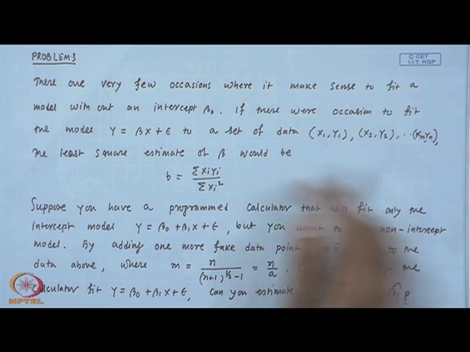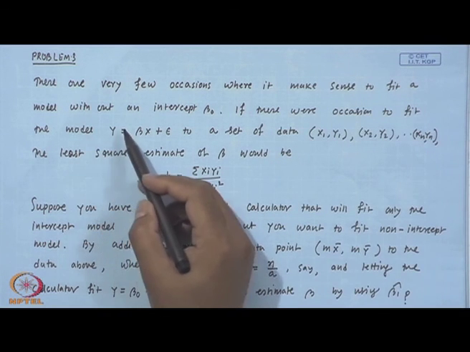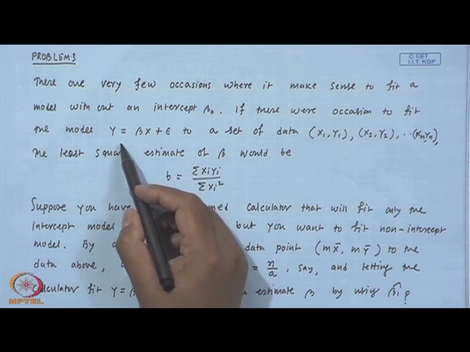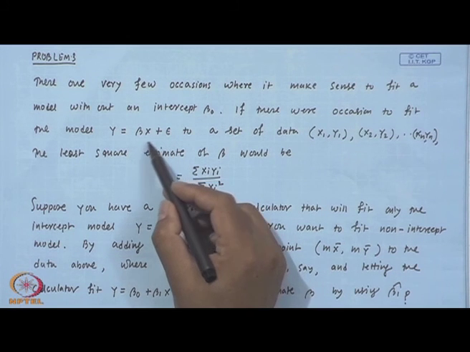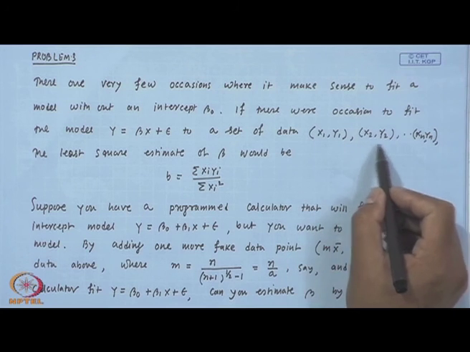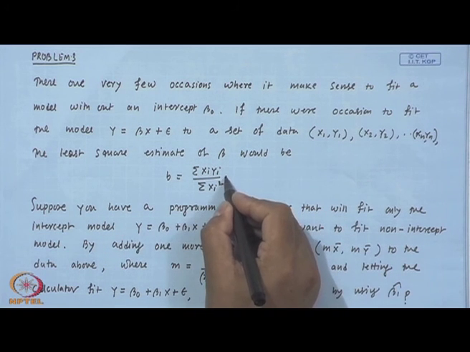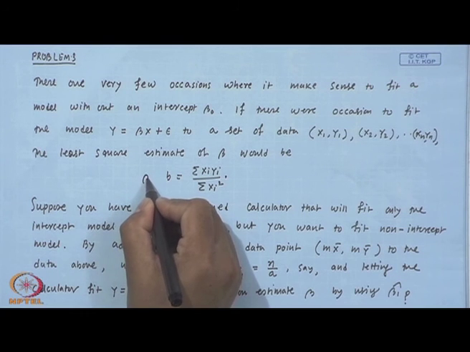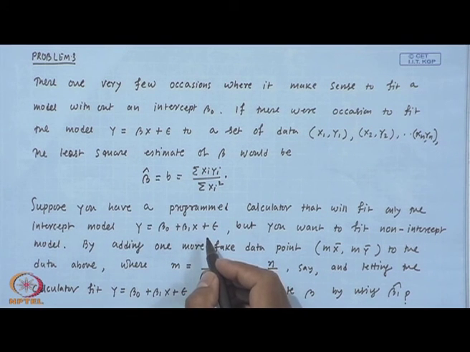This says that there are very few occasions where it makes sense to fit a model without an intercept beta naught. If there are occasions to fit the model y equal to beta x plus epsilon, that is a model without any intercept, to a set of data x 1 y 1, x 2 y 2, x n y n, then the least square estimate of this beta would be this. So we will check this part: what is the least square estimate for beta. Let me call it beta hat, for a model without any intercept beta naught.